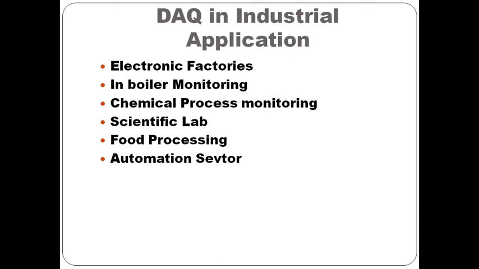mostly electronic factories, to gather the test data from products, circuit boards, calibrated electronics equipment and process calibration histories. Then again in boiler monitoring, they are used to monitor the temperature and pressure of the boiler as well as the state of switch gears in power plants. Data acquisition systems are also used in chemical processes to increase the speed or to stop it, or change some parameter of these chemical processes.